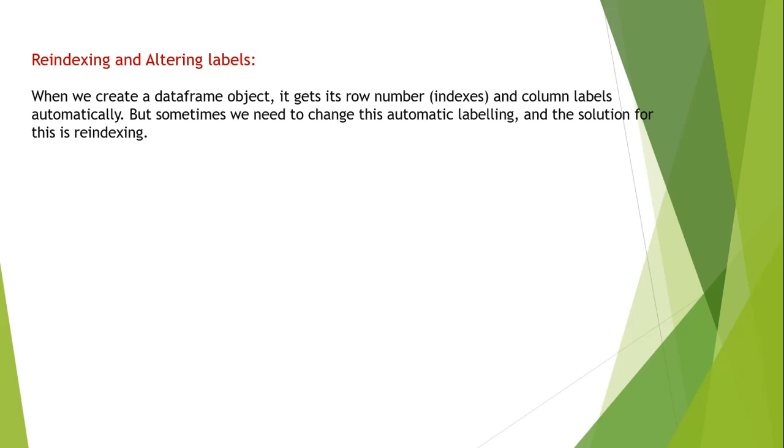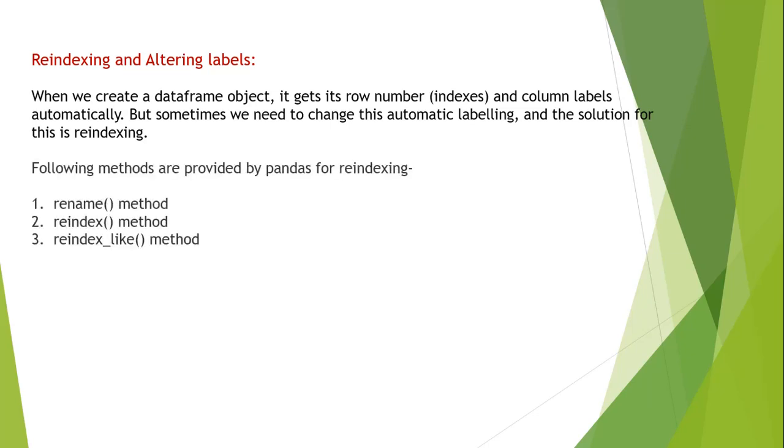But sometimes we need to change this automatic labeling. There may be some reasons or some need to change this default labeling. For this problem we have a solution, which is known as reindexing. The following methods are provided by pandas for reindexing. These are three methods: the rename method, the reindex method, and the reindex_like method.